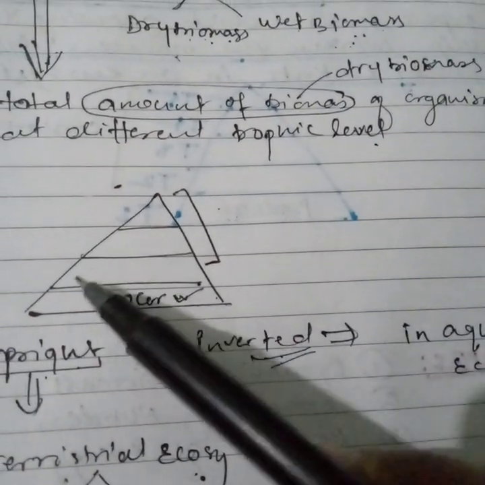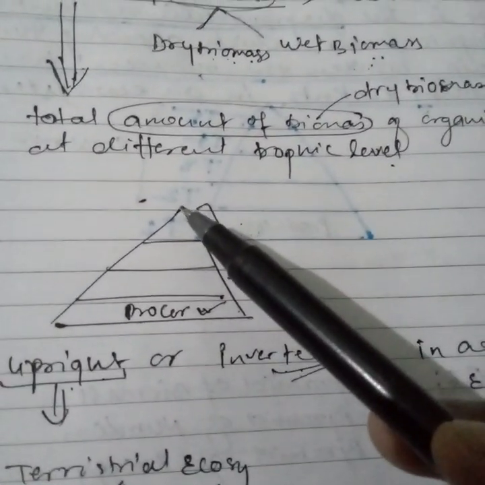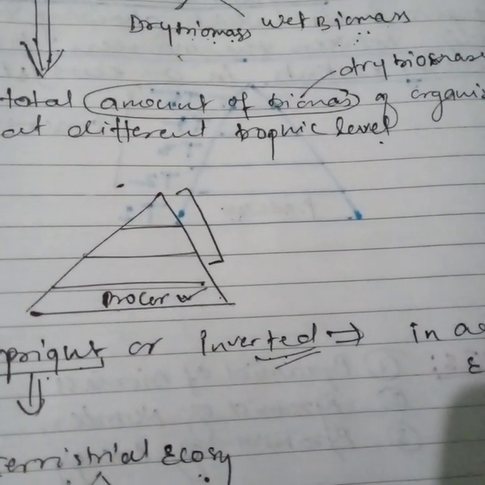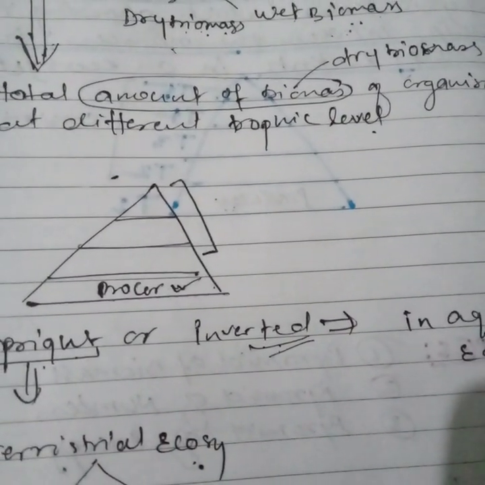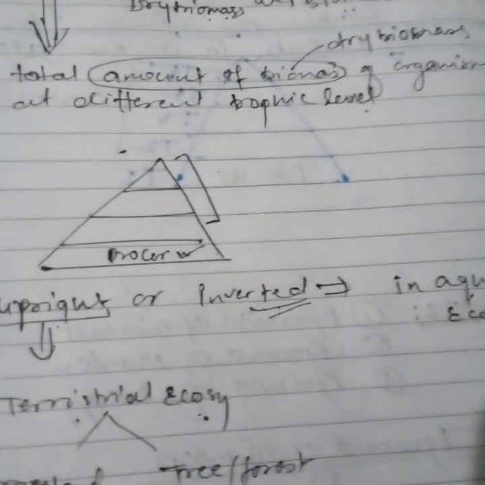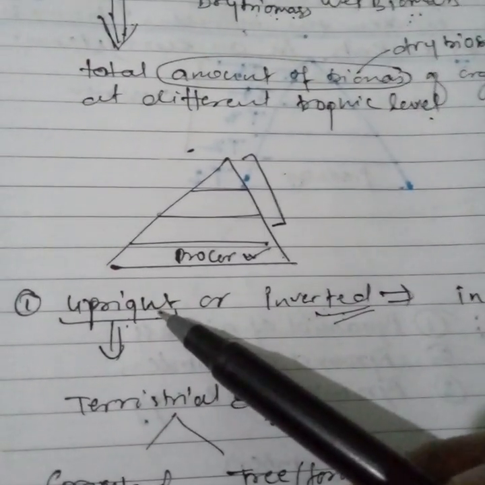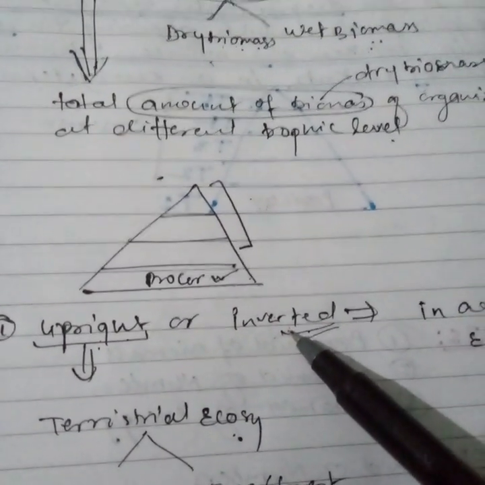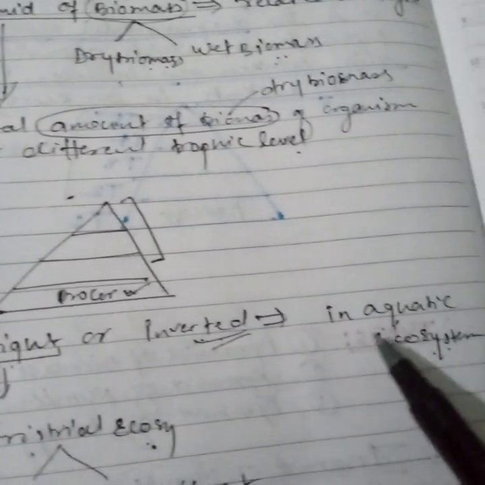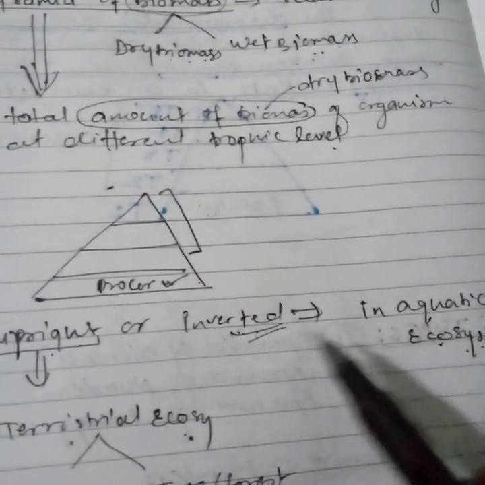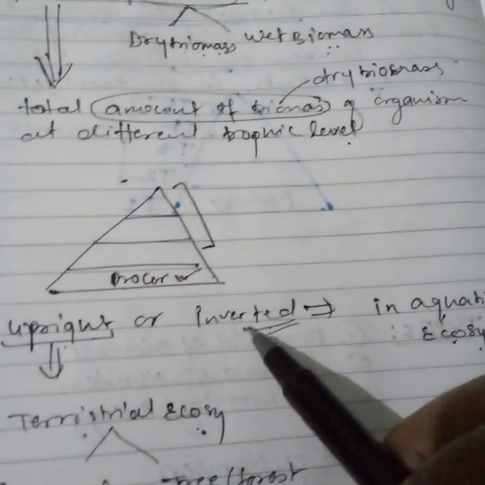Now you can see this diagram showing the pyramid of biomass. The pyramid of biomass is similar to the pyramid of numbers, meaning the shape of the pyramid of biomass can also be upright or inverted. So which kind of ecosystem shows upright or inverted? The inverted shape of a pyramid of biomass is always seen in the aquatic ecosystem. In aquatic ecosystem, the pyramid of biomass is always inverted.